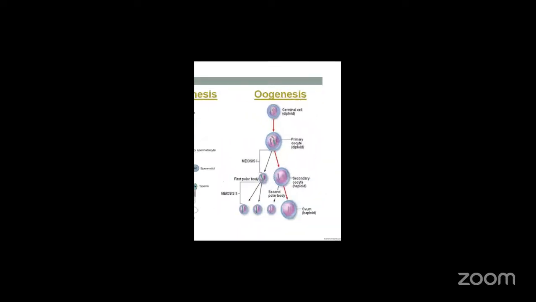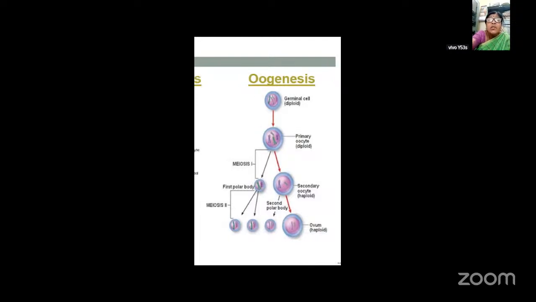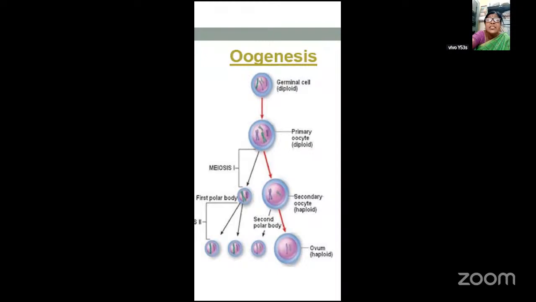Now here, see oogenesis, as we have seen for spermatogenesis. When you observe the oogenesis, same way you have the germinal cell, which is called the primordial cell, or a stem cell, or the oogonia. This germinal cell is diploid in nature. This will form the primary oocyte with the help of mitotic division.